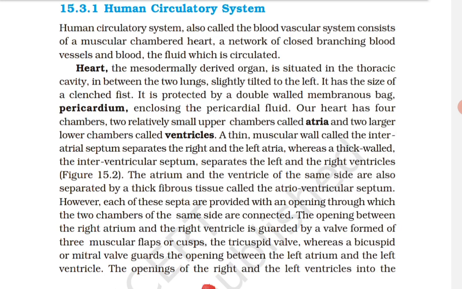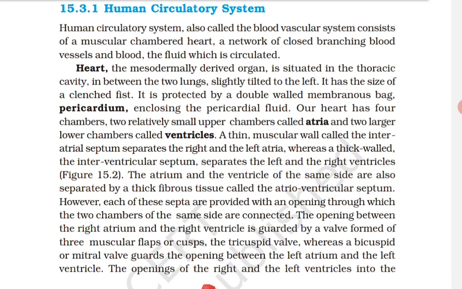This pattern is considered to be more advantageous as the flow of fluid can be more precisely regulated. Which is more advantageous? Closed circulatory system, okay? Why? What is the reason? As the flow of fluid can be more precisely regulated. The flow can be precisely regulated. Okay.